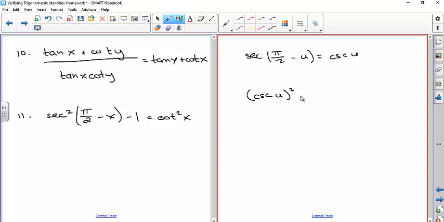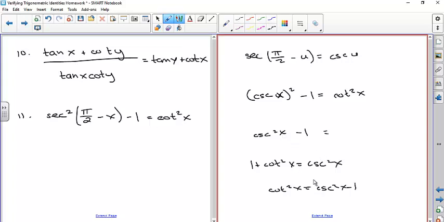So that's the first term, becomes that. Minus 1 equals the cotangent squared of x. And the cosecant of u, well, we can put x in there, cosecant of x. So this becomes cosecant squared of x minus 1. And then there's the Pythagorean identity involving the cotangent and the cosecant. 1 plus cotangent squared is cosecant squared. So if we subtract 1 from both sides, you get the cotangent squared is equal to cosecant squared minus 1. So cosecant squared minus 1 is the cotangent squared, which equals the original right-hand side. So we verified that identity.